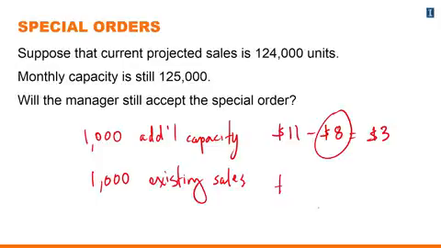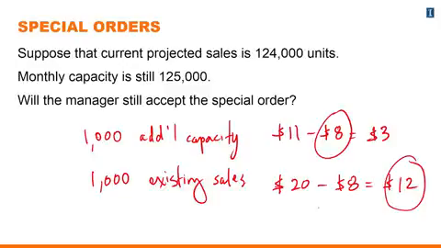That is $20 of our normal selling price minus the $8 it takes to produce. That means that we would need at least $12 from Northstar to justify selling the 1,000 existing sales to them instead. So in this case, the manager will likely not accept the special order given the offered price of $11. It doesn't cover enough of the cost that we would incur to remove existing sales and sell to them instead.